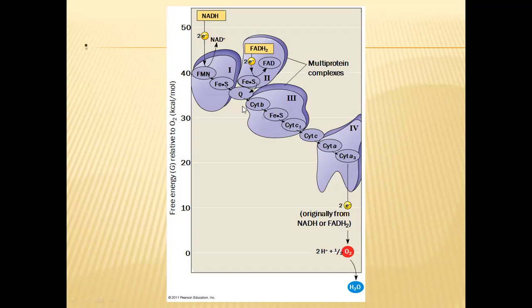These 4 complexes are linked with some other cytochromes also. Here the electron transport chain has FMN and iron-sulfur proteins. FMN and iron-sulfur protein, these two are present in complex 1. In complex 2, they have FAD and iron-sulfur proteins. In complex 3, they have cytochrome B, iron-sulfur proteins, and cytochrome C1. And in complex 4, they have cytochrome A and cytochrome A3.